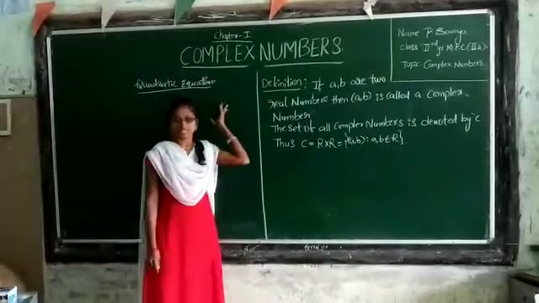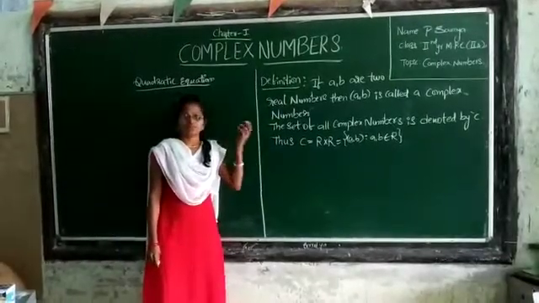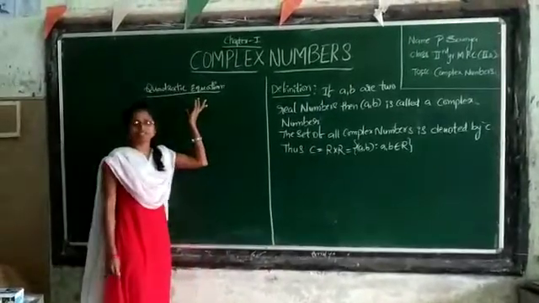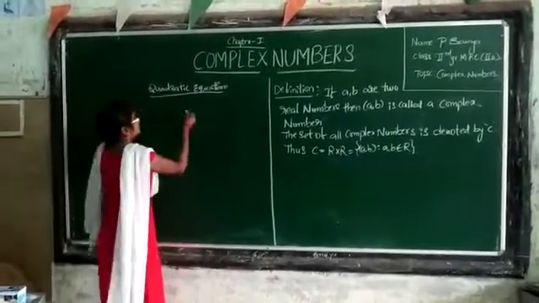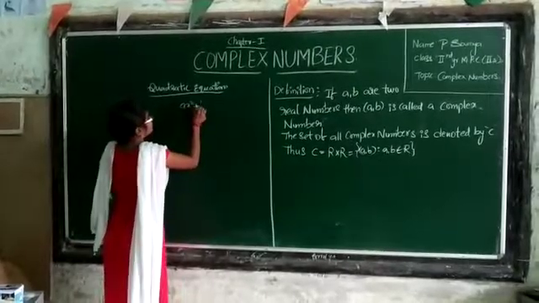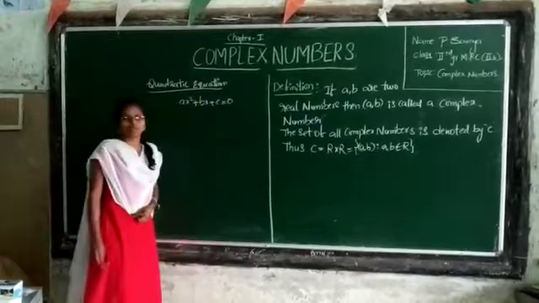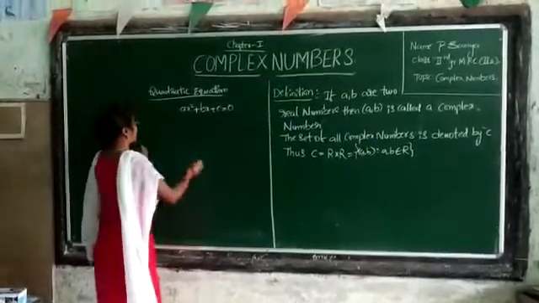The topic is complex numbers. Before going to complex numbers, I will explain the quadratic equation. What is the quadratic equation? That is ax square plus bx plus c equals 0. Okay, so I am discussing the discriminant.